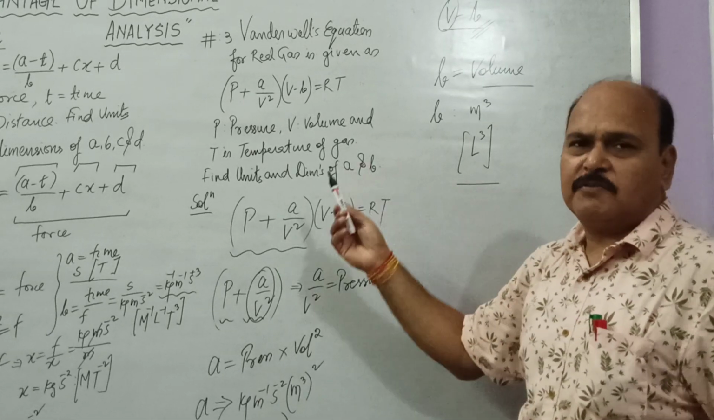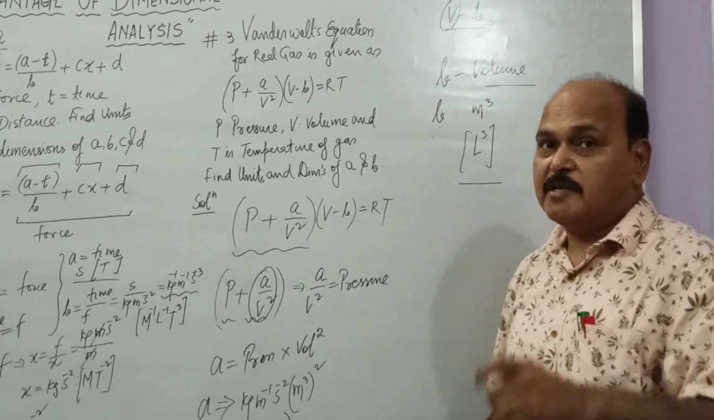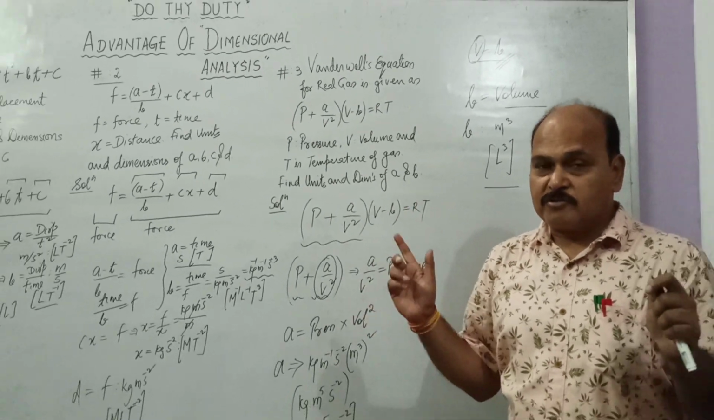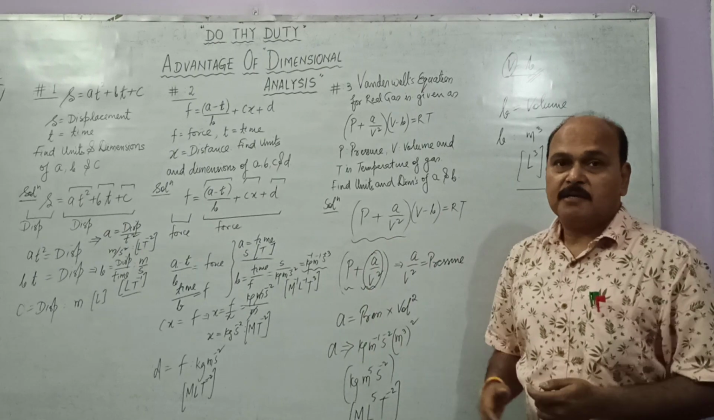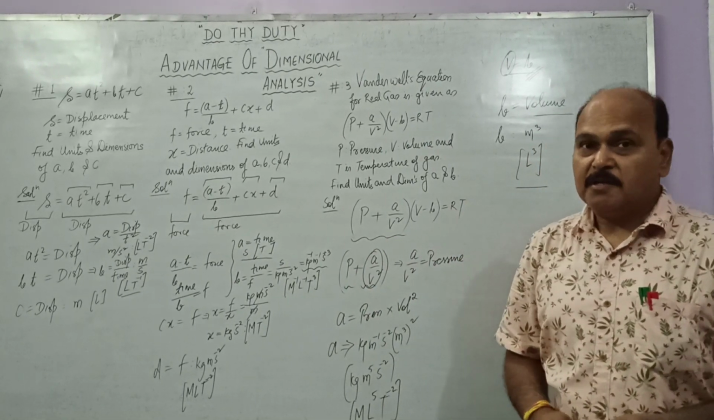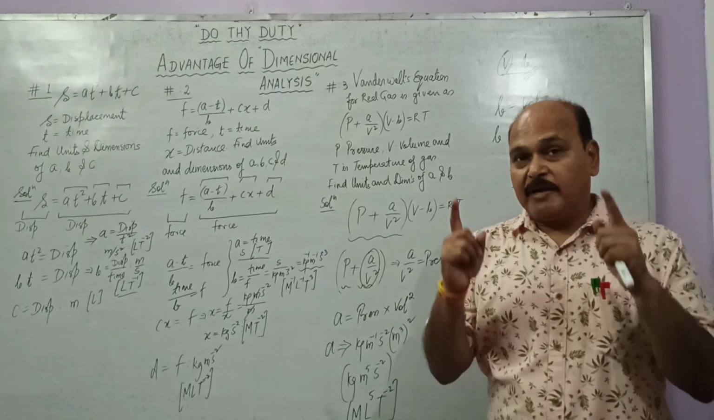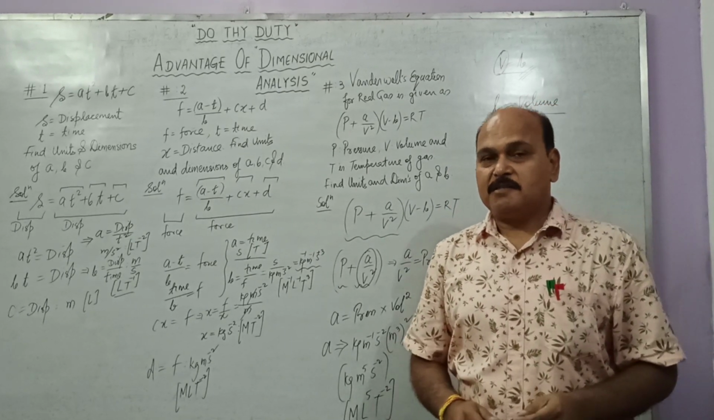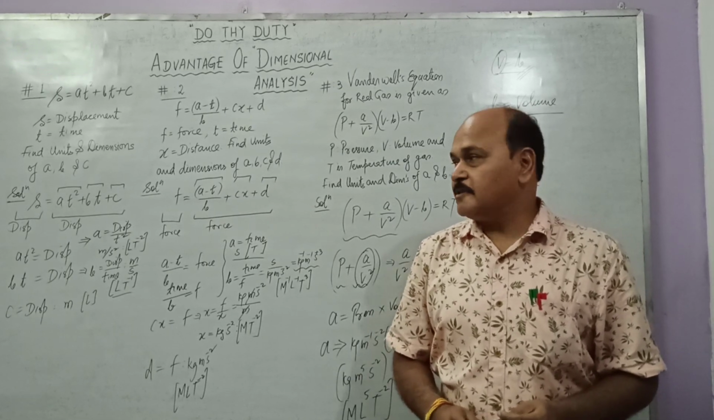So this is a very simple use, but a very important use. We are finding out the value of unknown constants or variables which are there in the formulas using principle of homogeneity. Remember, principle of homogeneity says that we can add or subtract only those quantities which are dimensionally similar.